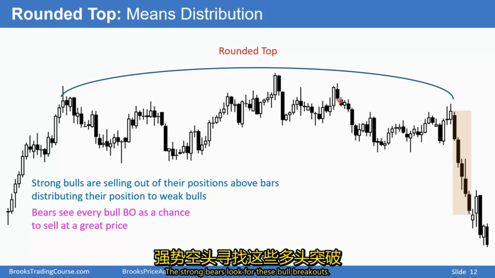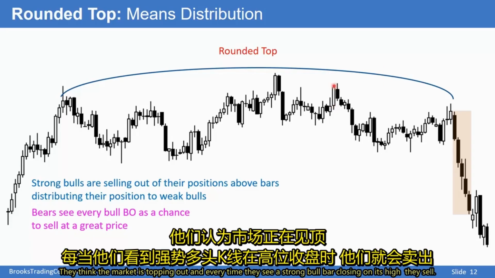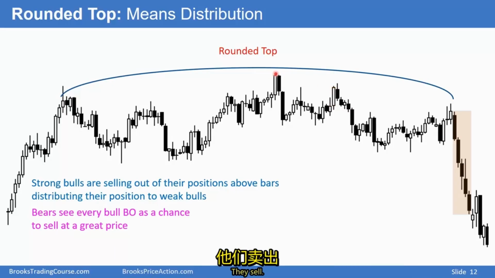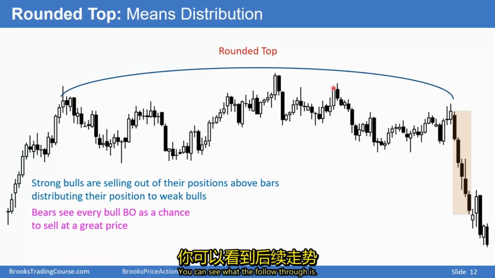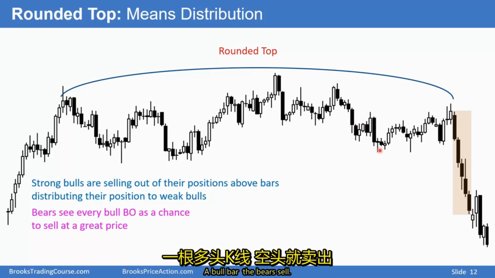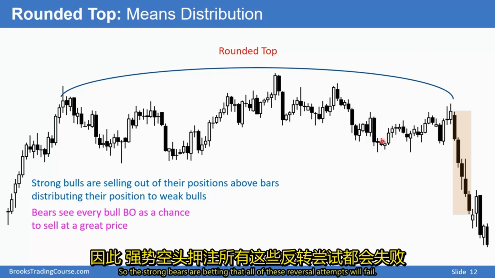The strong bears look for these bull breakouts. They think the market is topping out. And every time they see a strong bull bar closing on its high, they sell. They sell. You can see what the follow through is. A bull bar, the bears sell. So the strong bears are betting that all of these reversal attempts will fail.